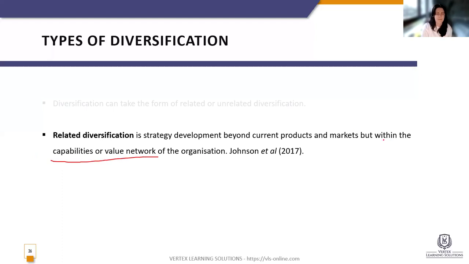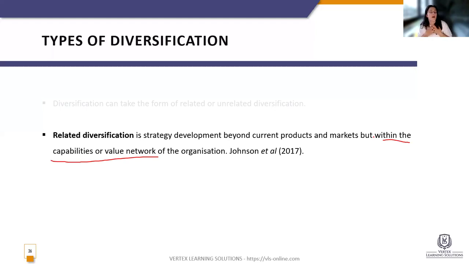What does it mean? Value network. Remember Porter's value chain? We talked that there is inbound logistics, outbound logistics. So value network means any part of the network from the original sourcing of the resource, like wood, like oil, like milk, and the final customer. So, for example, a person that buys a chair, a person that drives a car, a person that buys some chocolate. So this would be related because it is within the value network or within capabilities.